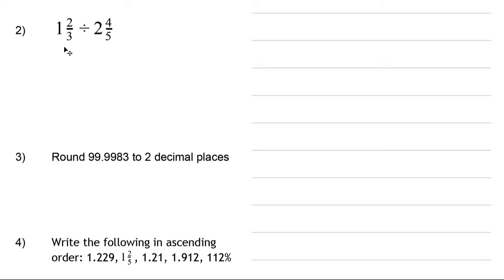On to question 2, and we have 1 2/3 divided by 2 4/5. Well, we need to convert these to improper fractions. So 1 2/3, well, 1 times 3 is 3, plus a 2 would be 5. So we get 5 over 3 divided by, we've got 2 fives are 10, plus the 4 is 14 over 5.